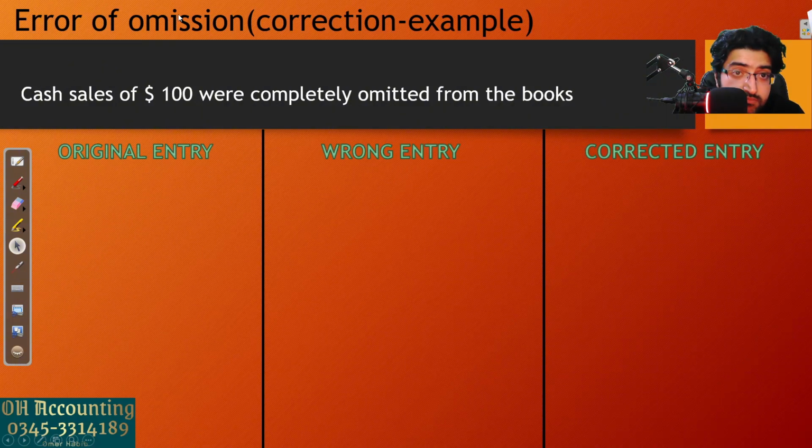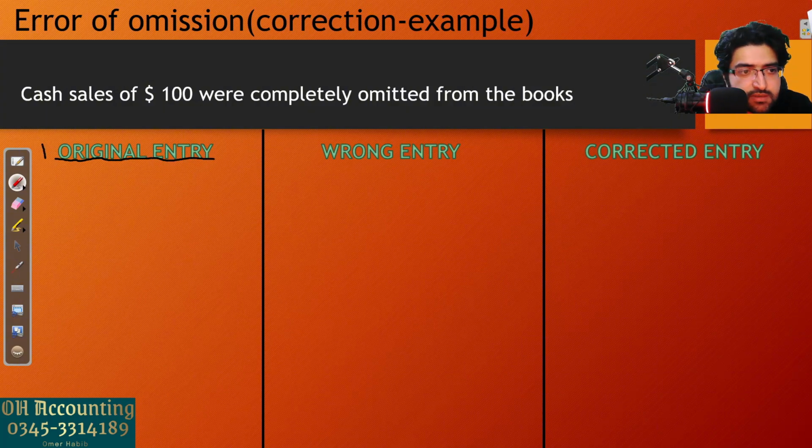Now, let's do an example and see how to correct this error. This one is the easiest to correct. I will tell you why. But let me show you why I have made these three columns and what I want to do here. Okay. So see, this original entry over here, okay, this is the entry that should have been if no error was made.